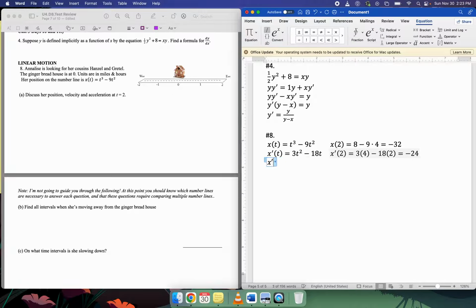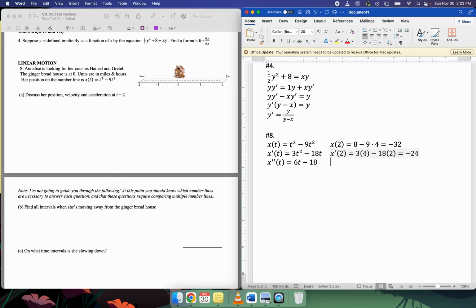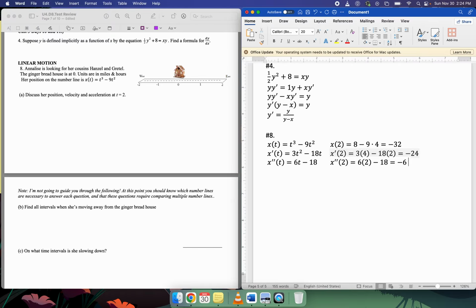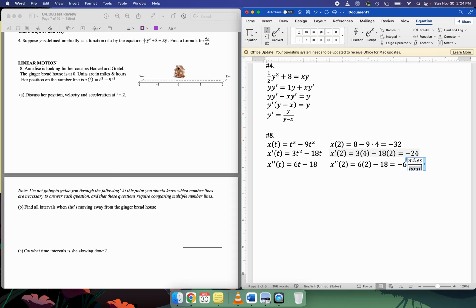And then x double prime of t is 6t minus 18, and x double prime of 2 is 6 times 2 minus 18, so that's 12 minus 18, which is negative 6. So her acceleration is negative 6. The units for acceleration here would be miles per hour squared. It's like miles per hour, how much velocity you're picking up each hour. Yeah, so there they are.